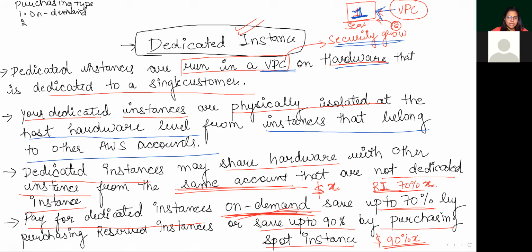So what they are trying to say is pay for a dedicated instance on demand, save up to 70% by purchasing a reserved instance, or save up to 90% by purchasing a spot instance. Now, if you want your dedicated instance, either you have to buy on demand, or a reserved instance, or a spot instance. See, this comparison you'll only be able to understand when we cover all three types of instances. So just let it be.